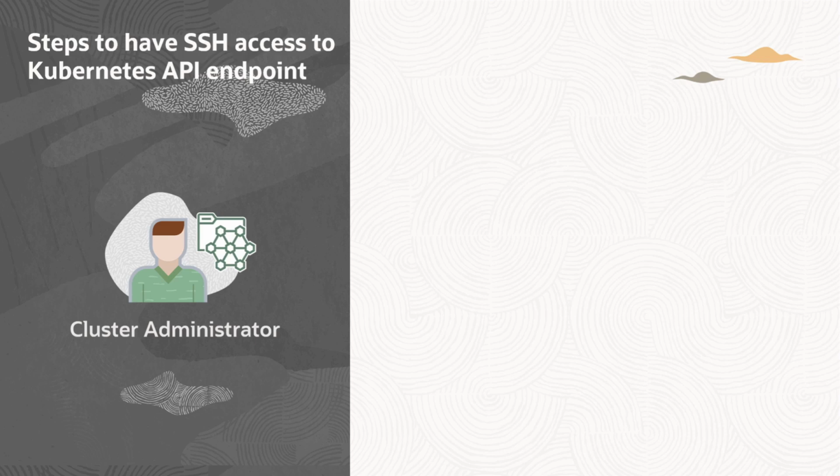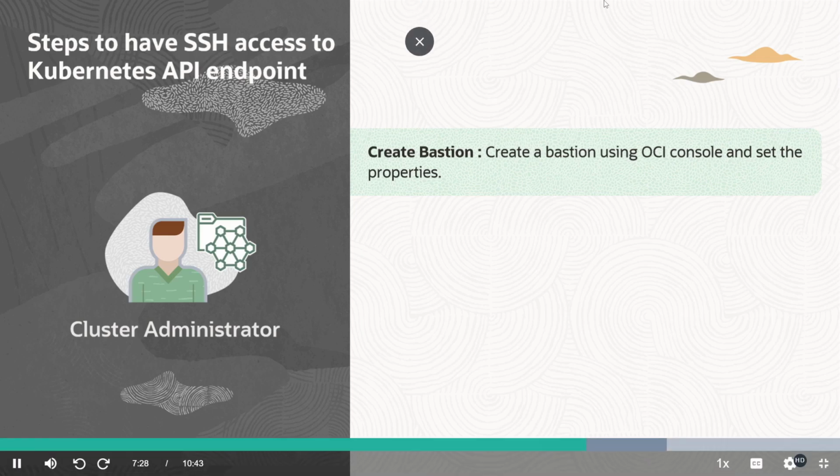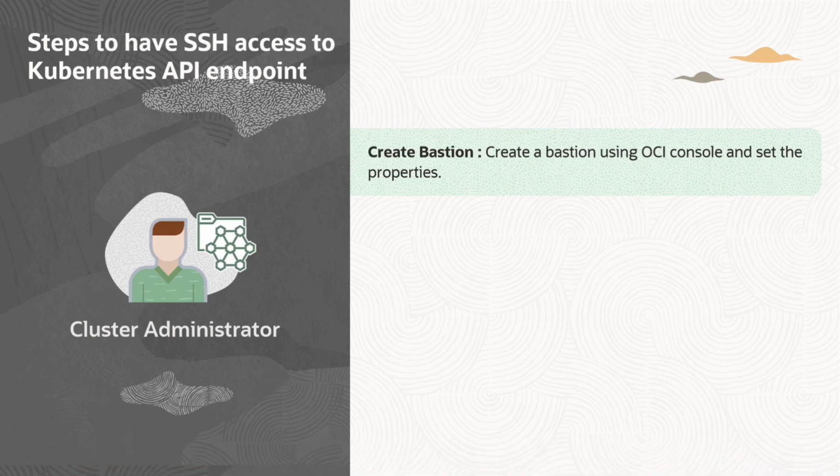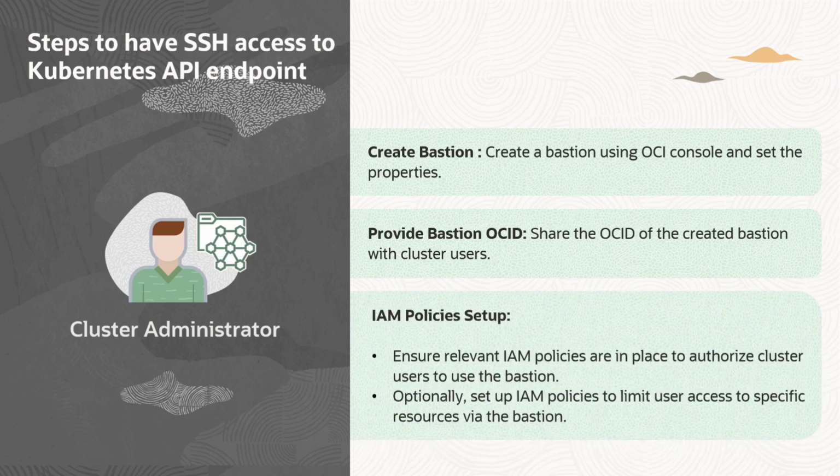As the cluster administrator, the following steps guide you in setting up a bastion to access the Kubernetes API endpoint. Firstly, create a bastion using OCI console and set properties, such as define the CIDR block allow list to specify authorized address ranges, such as 0.0.0.0/0 for internet access or a more restricted range. Once created, access detailed information about the bastion, including its OCID, and provide cluster users with the bastion OCID for connection. Ensure that the necessary IAM policies are in place to authorize cluster users for bastion use.